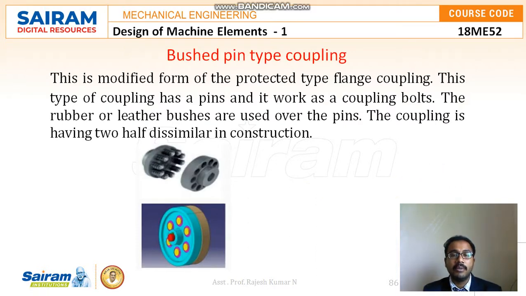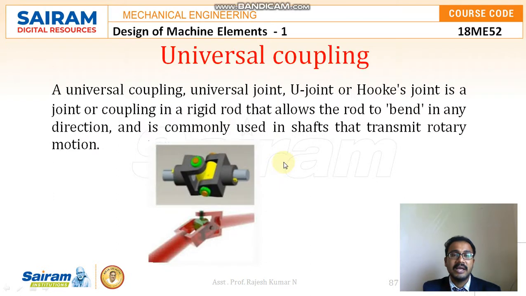This is the modified form of the protected type flange coupling, and this type of coupling has pins that work as coupling bolts. As I said, in the flange coupling concept there are protected and unprotected types, where some supportive accessories, like a collar or a bush, are used. The bush is an advanced form, and it has a pin and even bolts together with it. Rubber or leather bushes are used over the pins, and the coupling has two halves similar in construction. Then what is the universal coupling?